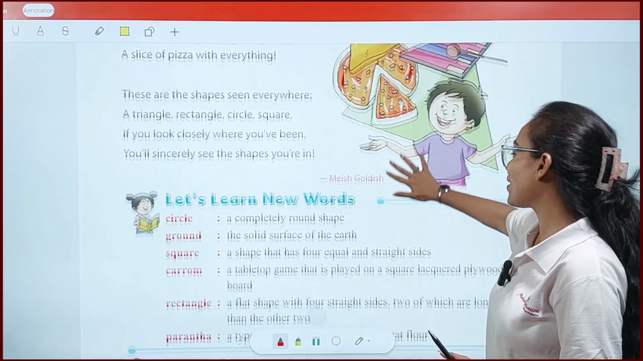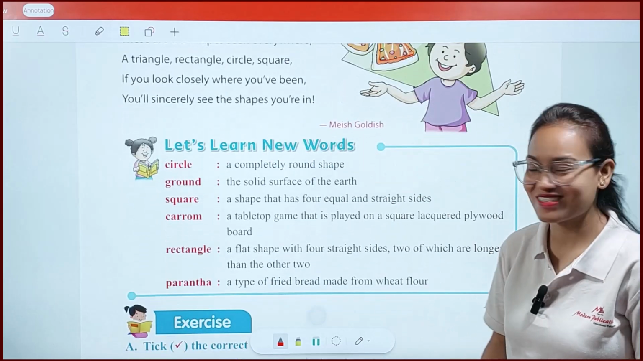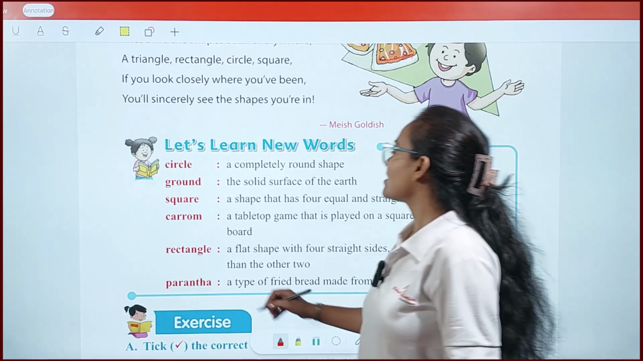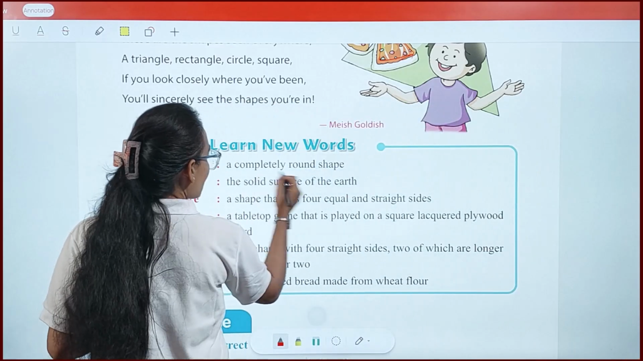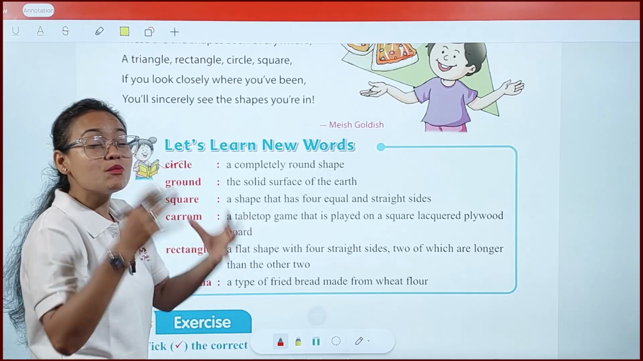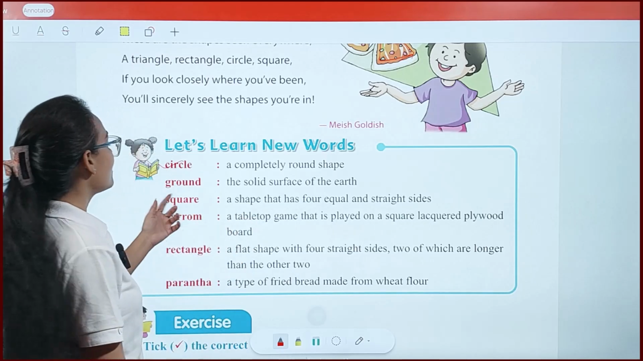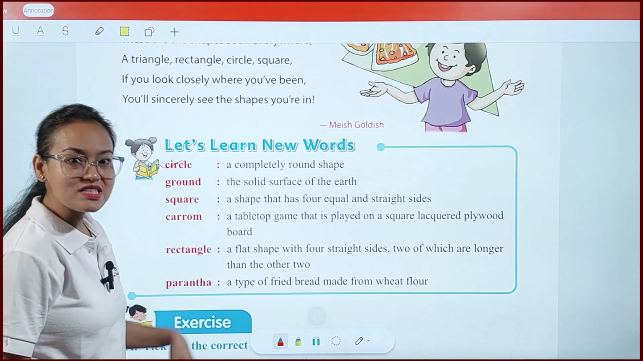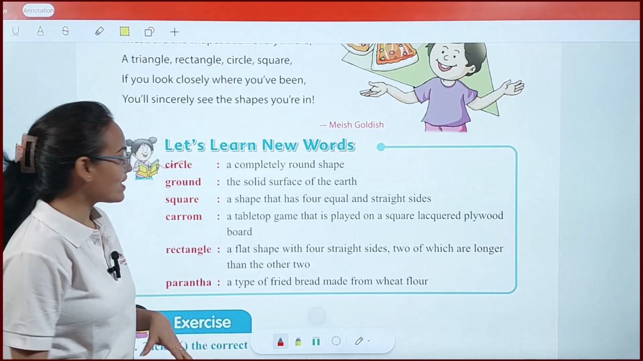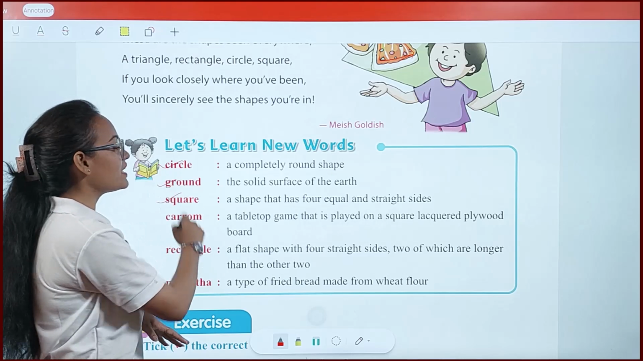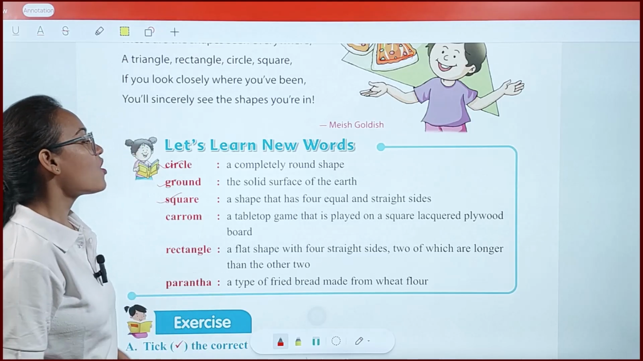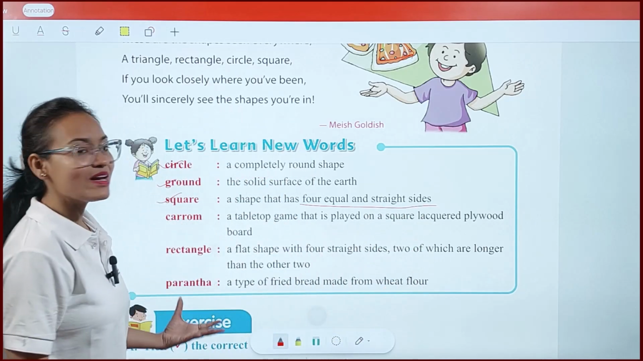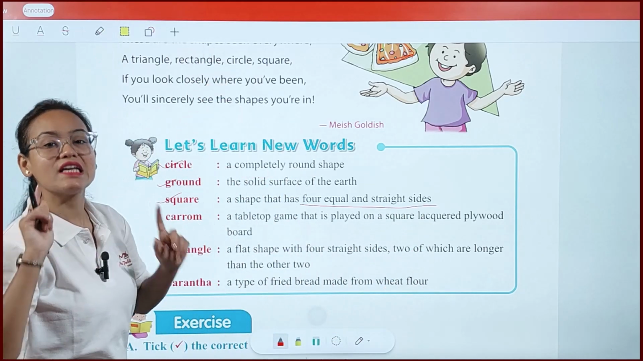Now let's quickly learn new words. First, circle. What is the meaning of circle, my dear students? The meaning of circle is a completely round shape. Ground means what? A solid surface of earth. Ground means where we are standing. Square means, what is the meaning of a square? Square means all four equal and straight sides. Square means all the four sides are equal.